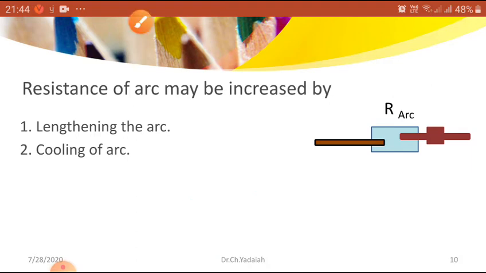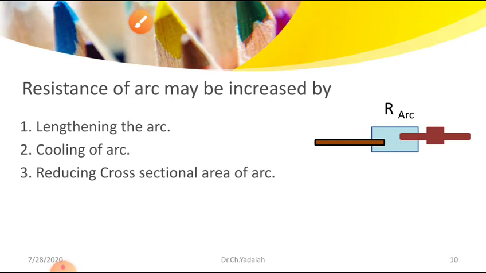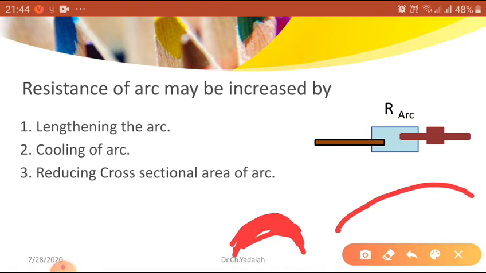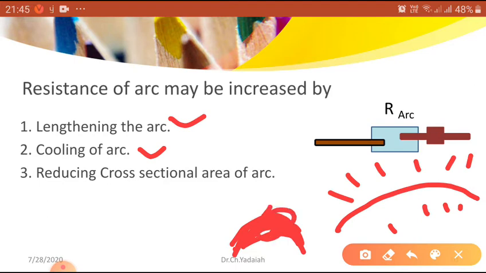Next, another one is reducing the cross section area of the arc. Instead of this arc, we have increased the length from the first one, so the area of contact increases, and this we also get. Instead of this much thickness, this much area of cross section, now this area is very less. This we also get by simple lengthening.